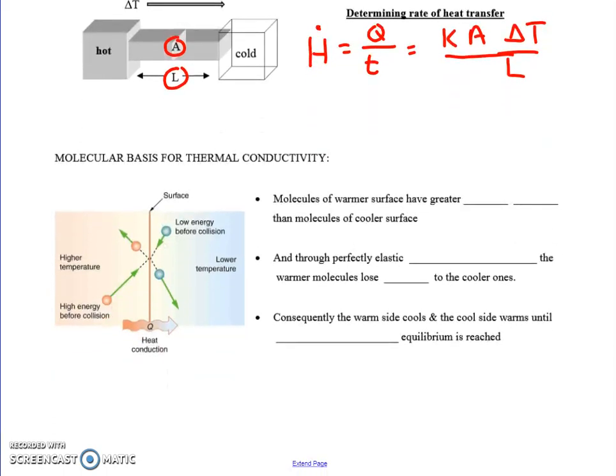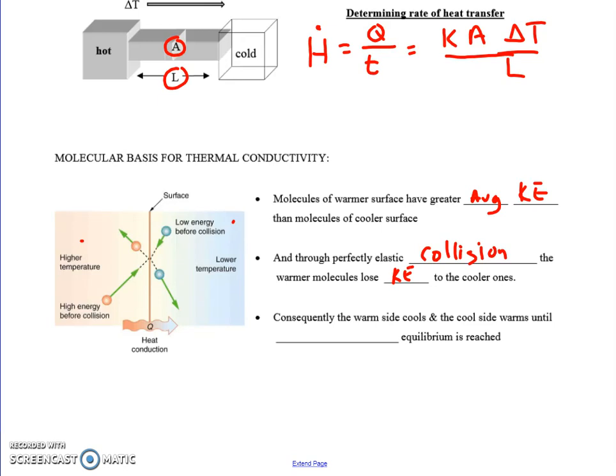All right, so we'll do an example in a second. But let's look at this from a molecular standpoint. So I have a hot reservoir here, a cold reservoir there, and so we put them in contact so that the jiggling molecules can collide with one another. At least at that boundary, because if they're in a solid, they're not free to travel wherever they want. But it stands to reason that the molecules of the warm surface have a greater average kinetic energy than the molecules of the cool surface. So that's one definition of temperature. And through perfectly elastic collisions, the warmer molecules are going to lose kinetic energy to the cooler ones.